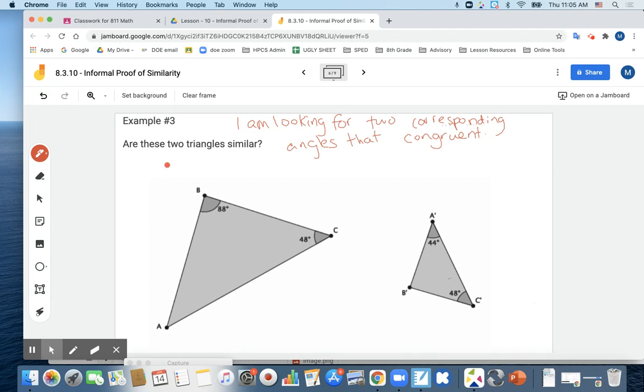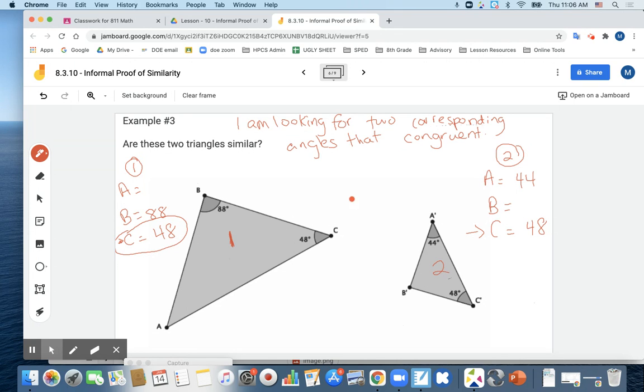Okay, so I'm going to list it up. Here's triangle 1, here's triangle 2. Triangle 1 has A equal to, I don't know, B equal to 88, and C equal to 48. And then I have my triangle 2, A is equal to 44, B is equal to, I don't know, and C is equal to 48.